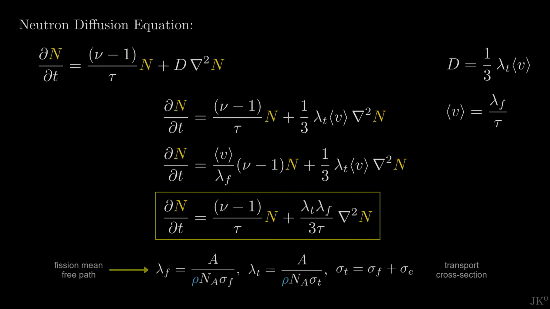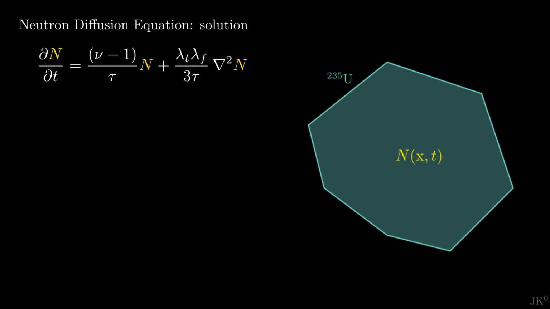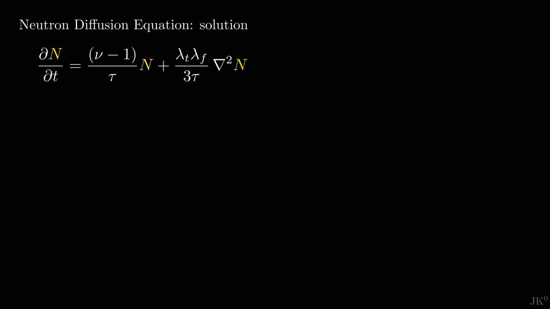And now that we have our equation, we solve it. What we have in front of us is called a partial differential equation. Notice that n, the neutron density, depends on position, the three spatial coordinates, and time. There are different methods for solving this type of equations, but I will use one of the simplest ones, which is called separation of variables.